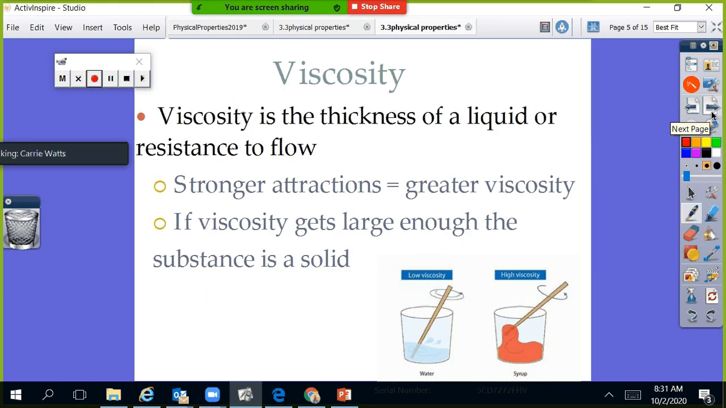Viscosity is a physical property, usually in terms of a liquid, and it's a measure of the resistance to flow. It usually is represented by a little mu symbol. The stronger the attractions, the more viscous the liquid. If that viscosity gets so large, it is a solid. So this shows you something with low viscosity, which would have weak intermolecular forces, and something with high viscosity, like molasses or syrup, that has really strong intermolecular forces.